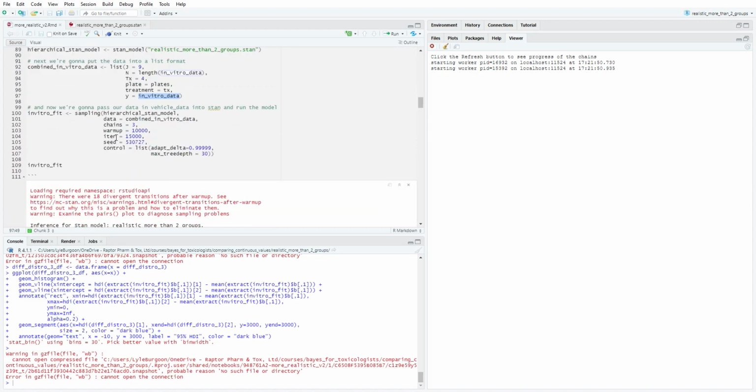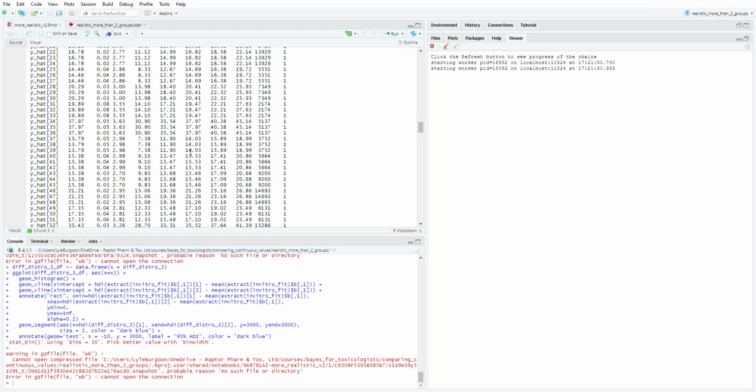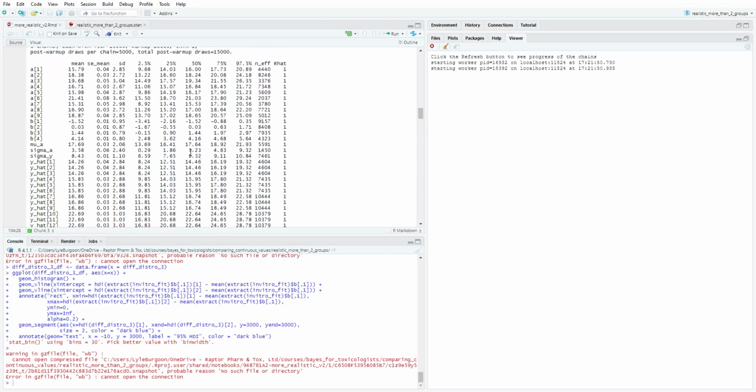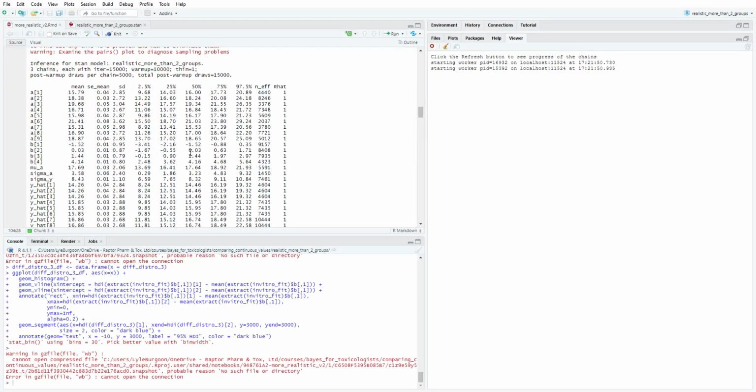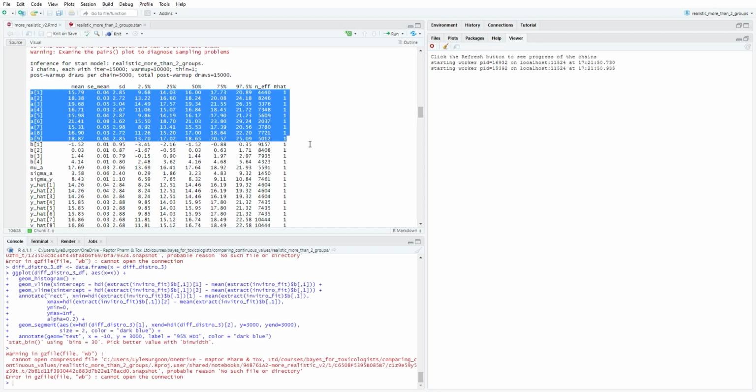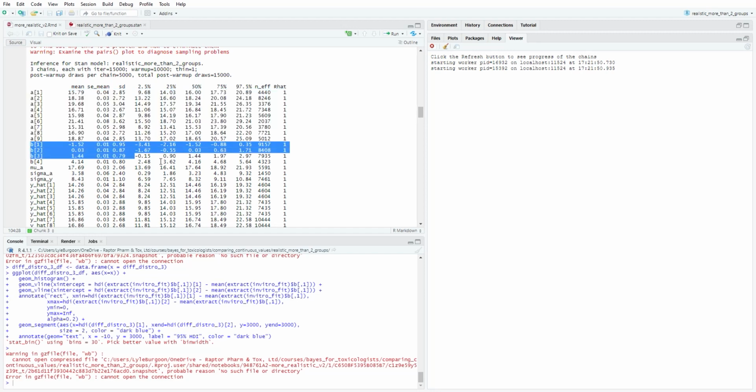And then it's going to fit the model, and it will spit out this really long amount of stuff. So remember, again, A is our plate effect. B is our treatment effect. So B is what we actually are going to use in order to calculate whether or not treatment is different from vehicle.